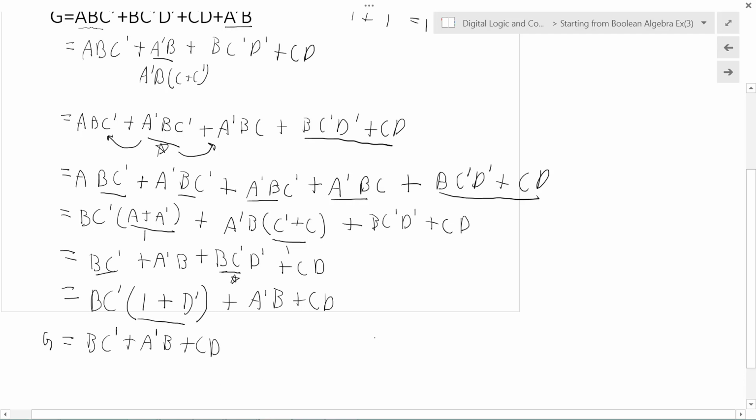So now we can use this equation to develop our truth table. How many input variables do we have? We have 4. So 4 input variables. This gives 2 to the power of 4 equals 16 input combinations. Let's draw this table out. So what are our variables? A, B, C, D, and our output variable, G.